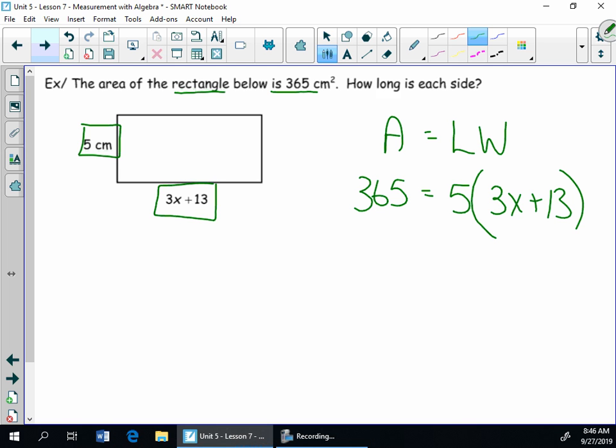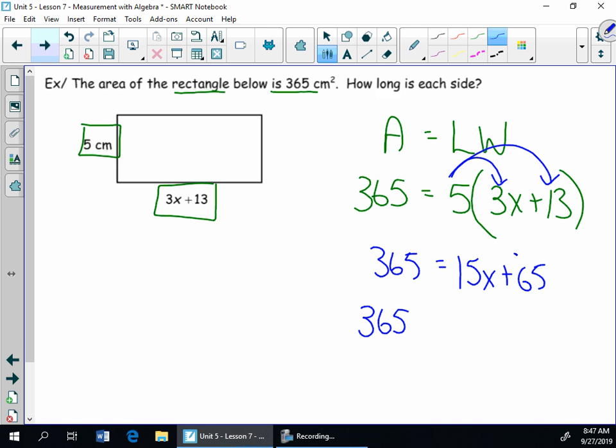But we don't really like brackets. We've always said, let's get rid of brackets. Let's expand brackets. 5 times 3 makes 15x's. 5 times 13 makes 65. Now I've got an equation that's got no brackets in it. How do we solve it? Well, we put numbers on one side. Take this one and move it over here. Do the opposite. The letters on the other side. Let's collect our like terms.